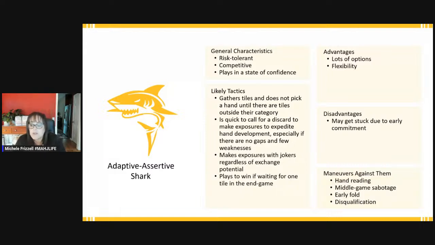The maneuvers against them are the same as for the orca: hand reading, middle game sabotage, early fold, and disqualification. Really, a maneuver against any player at the table is both hand reading and middle game sabotage. That's an umbrella maneuver. But an early fold to block them is something that you can use, maybe end the game in a wall game until you have a stronger hand to block orcas and sharks from winning, or look for opportunities to disqualify them.